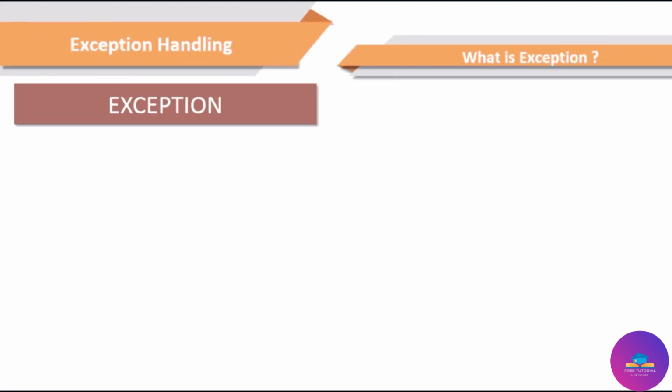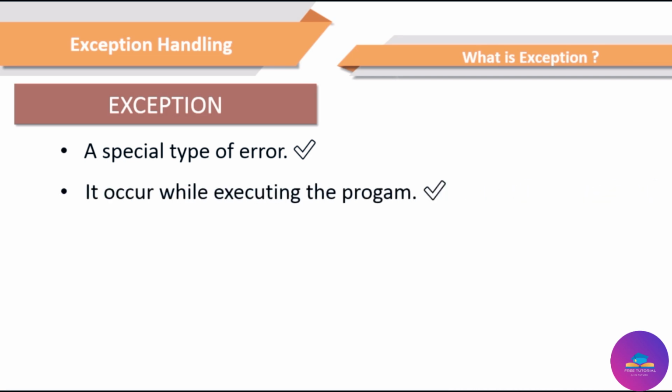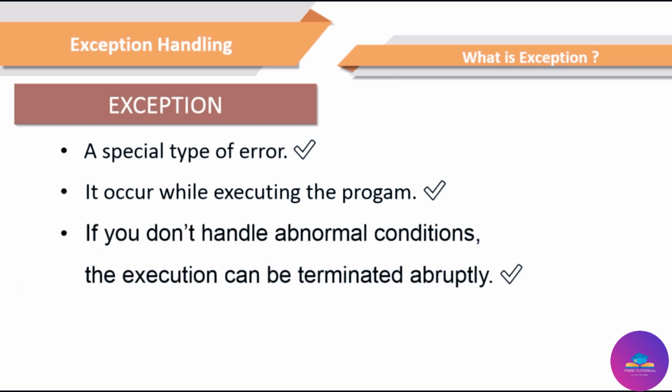What is exception? An exception is a special type of error. So during the execution of a program, that means a runtime, it's something that disrupts the normal flow of the program's instructions. Abnormal conditions that occur while executing the program will cause exceptions. So while writing the program, these conditions are not known, right? So if you don't consider these conditions, the execution can be terminated abruptly.